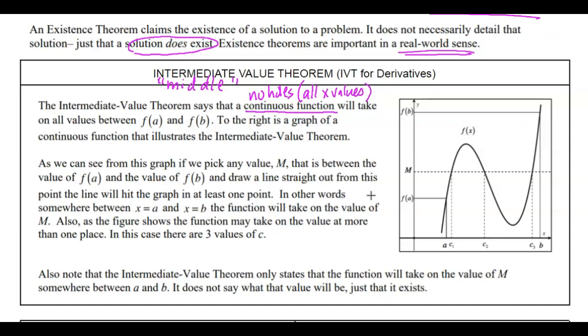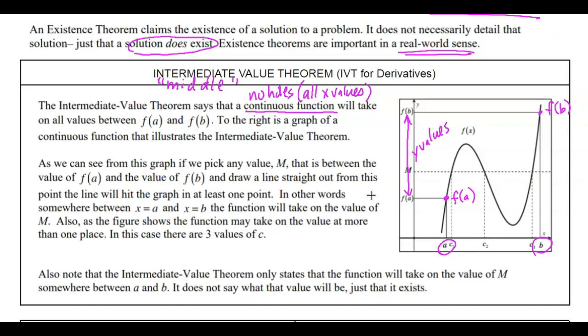So you have a continuous function, and if you have an x value of a and an x value of b, this is an interval, a to b. Whatever the y value at a is, that's f of a, and whatever the y value at b is, that's f of b. If you have a continuous curve, then every value from f of a to f of b will be covered at least once in the interval a to b.